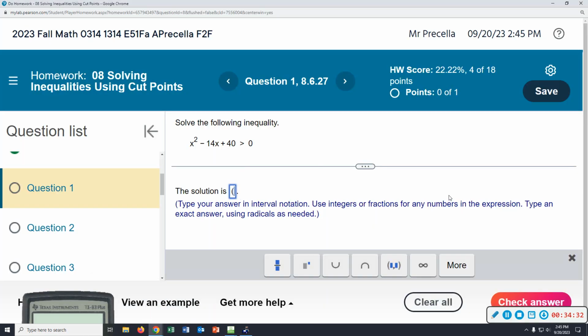Left parenthesis, negative infinity, comma, 4, right parenthesis, union, and it's the U, not the intersection symbol. There's no time this semester that you should be using that upside down U. This is one of the times when I can use this, then 10, click here, and what do I put? Infinity. There.